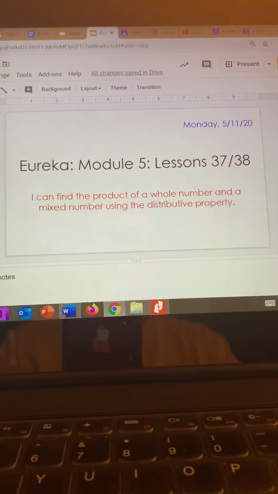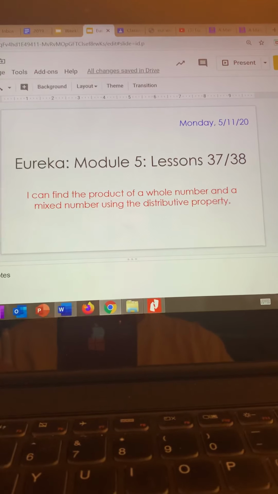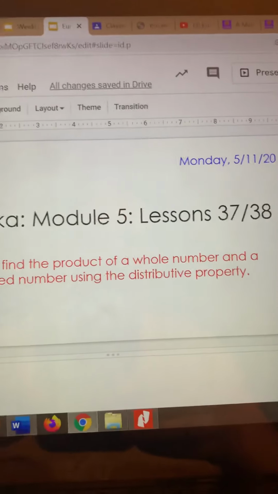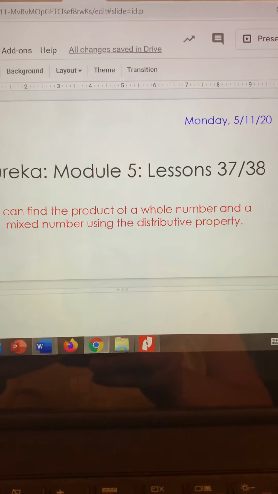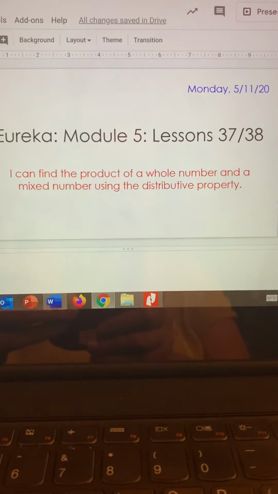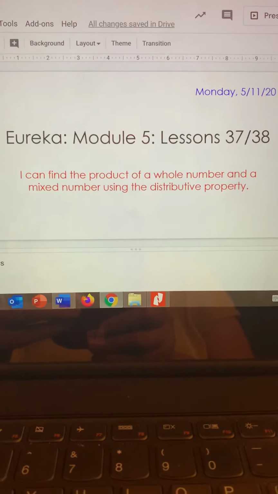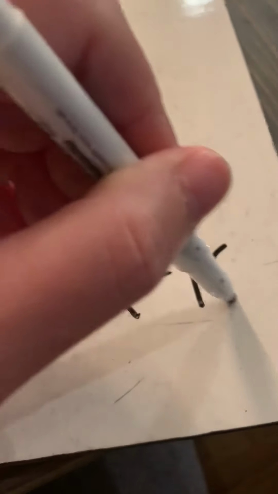So basically our I can statement is I can find the product of a whole number and a mixed number using the distributive property. So I'm going to review some of the vocabulary with you right now. We have the word product. If you remember the song that I sing that I got from one of my previous year's co-teachers, who's amazing, the song goes, the factor times the factor equals product. Remember? So let's look at it together. The factor times the factor equals product.